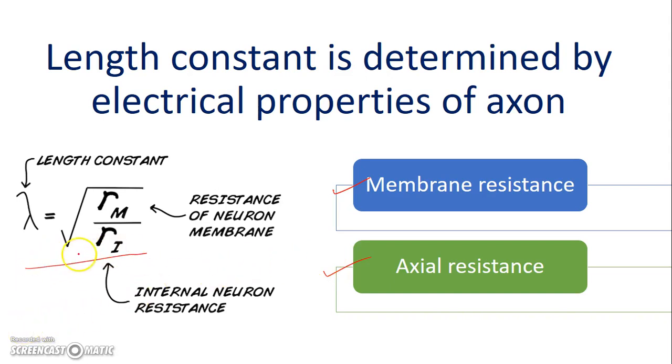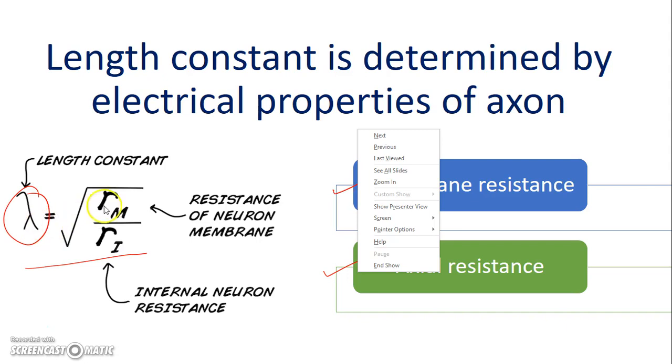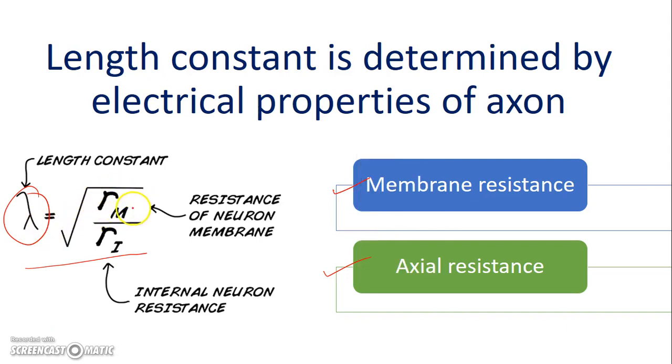This is the formula which relates the length constant lambda to the membrane resistance and the axial resistance. That is, lambda is equal to the square root of the membrane resistance divided by the internal neuron resistance, also called the axial resistance. So when the neuron membrane resistance increases, the length constant will also increase, thereby the velocity will also increase. Or if the internal neuron resistance or axial resistance decreases, again the length constant will increase, thereby action potential velocity is increased.